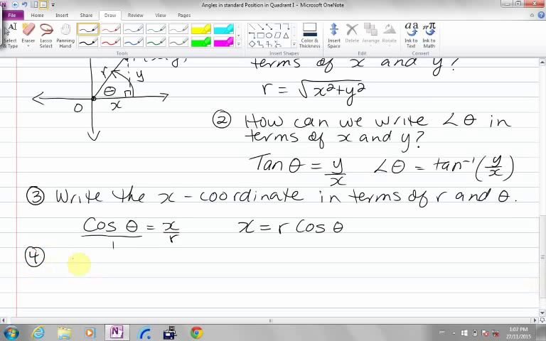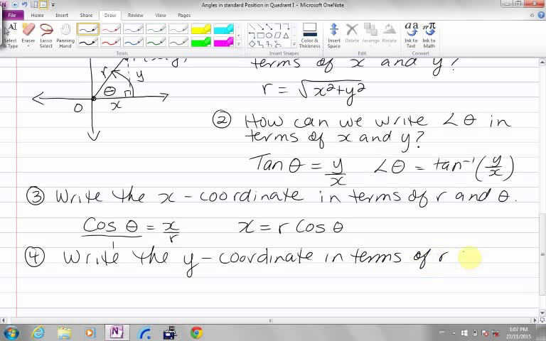And the last one, you can guess, we want to write the y-coordinate in terms of r and theta. So how can we do that? Sine theta. Thank you. Sine theta equals y over r. So then y would be equal to? Sine theta times r, or r times sine theta. Doesn't matter, but we'll do r sine theta. You got it.